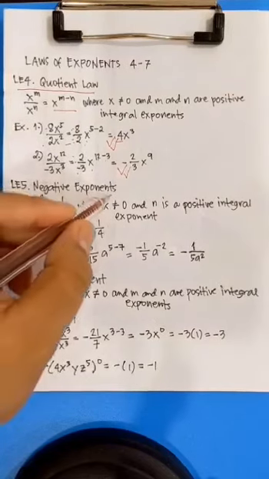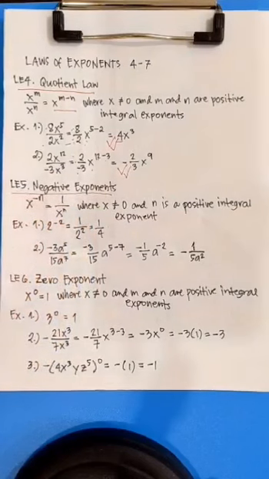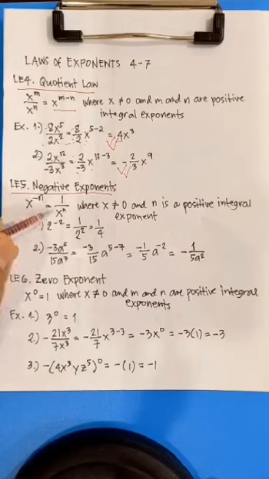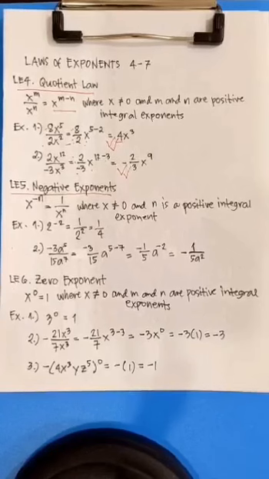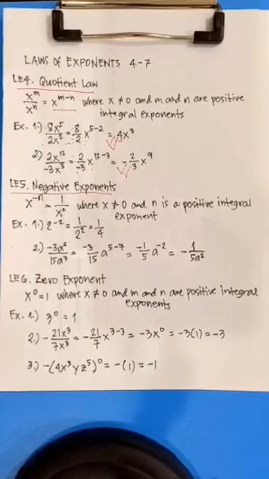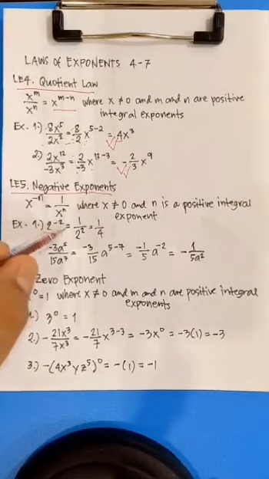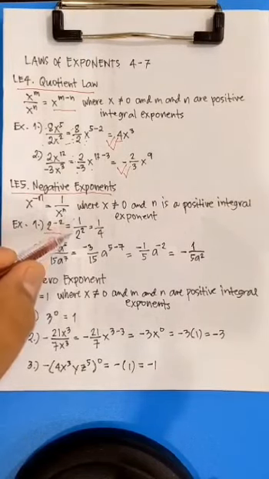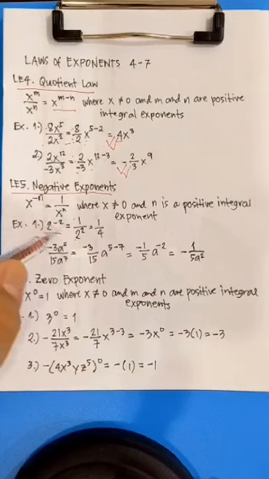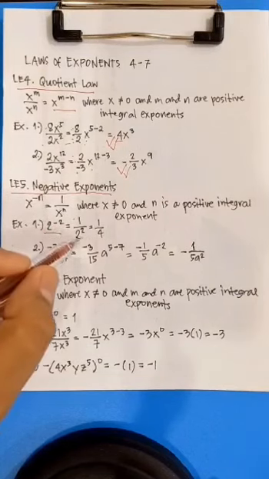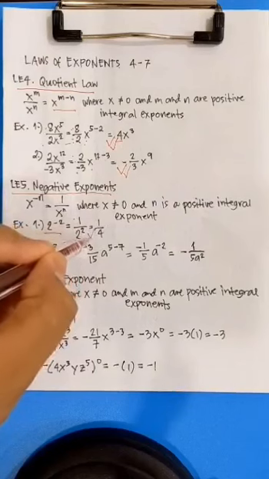Number 5, negative exponents. x to the negative n is equal to 1 over x raised to n, where x is not equal to 0 and n is a positive integral exponent. For example, 2 raised to the negative 2 is equal to 1 over 2 squared. Now you can simplify 2 squared, so therefore you will have 1 over 4.